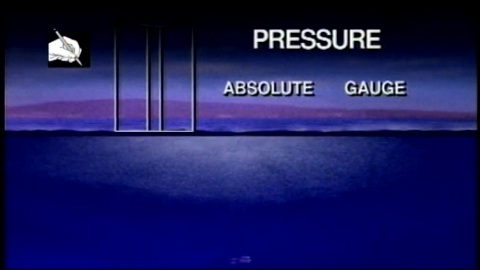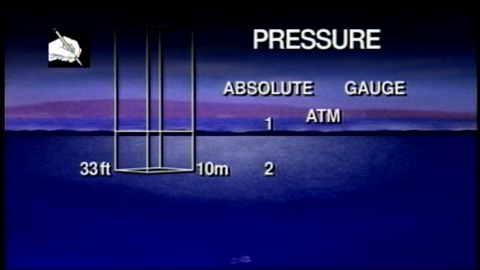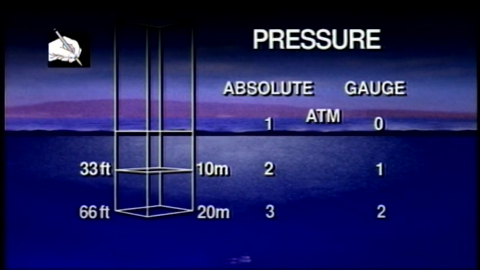You can refer to pressure in 2 different ways: absolute and gauge. When you dive, the pressure of the water as well as the pressure of the atmosphere push on you. At sea level, you are already under 1 atmosphere of pressure absolute. At a depth of 10 meters or 33 feet, you are under 2 atmospheres of pressure absolute: 1 atmosphere from the air plus 1 from the salt water. At 20 meters or 66 feet, you are under 3 atmospheres absolute, and so on.